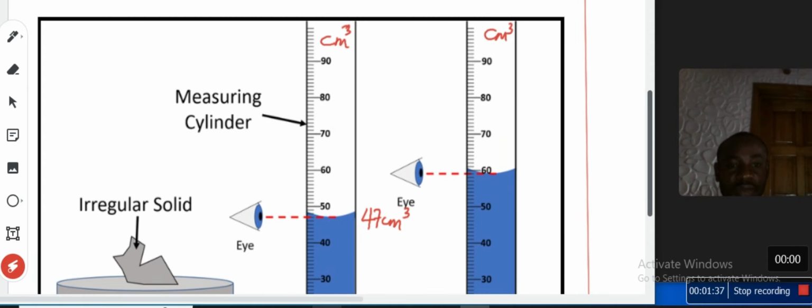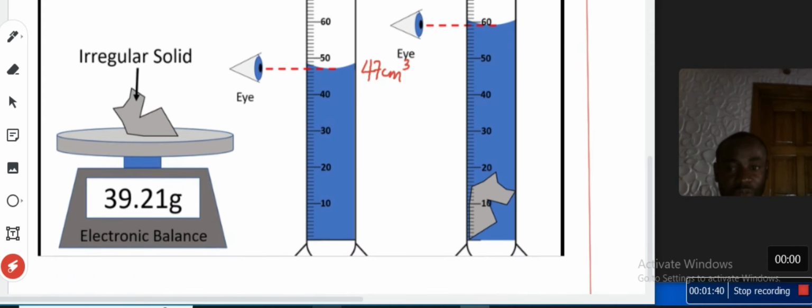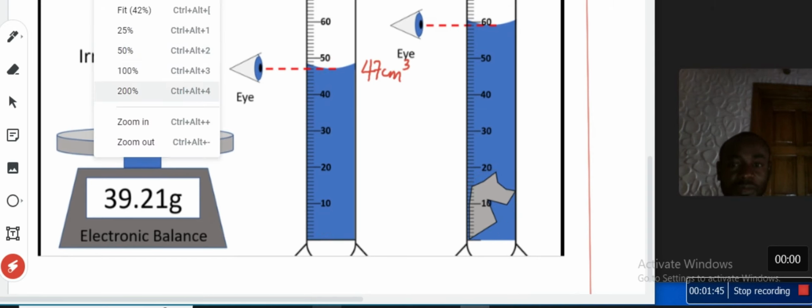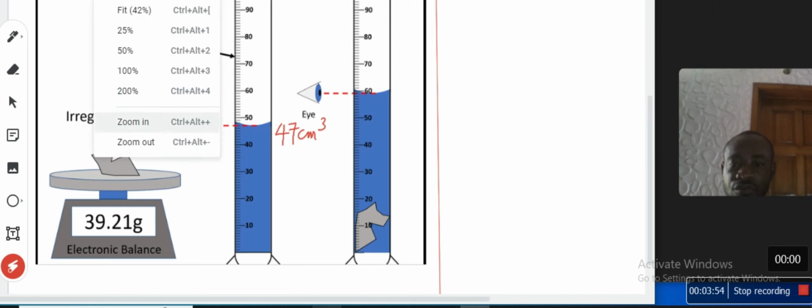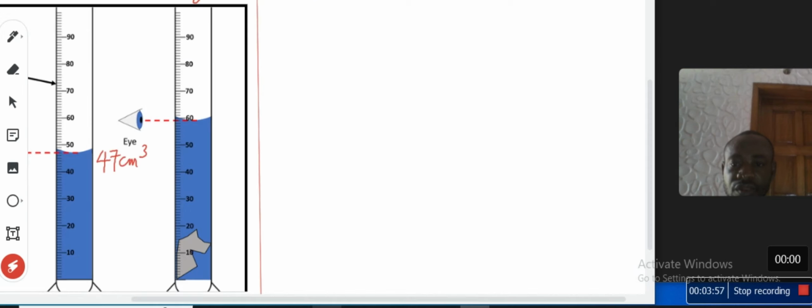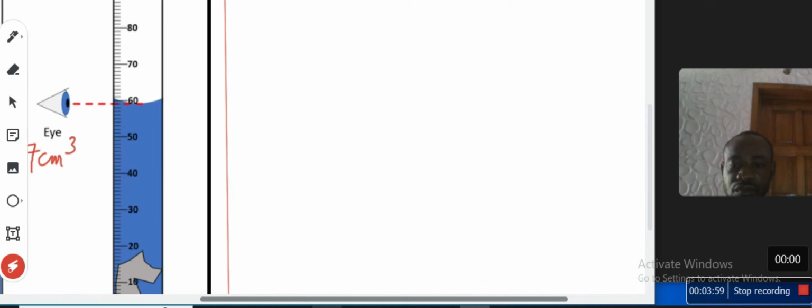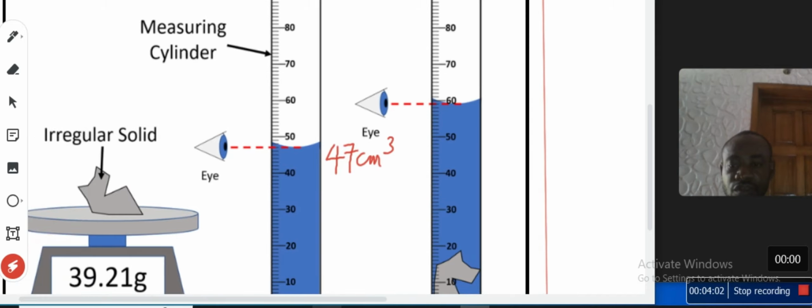Now, that was before we dropped the irregular object, just the liquid itself. We drop the irregular object and then the volume becomes what now? 59 centimeter cube. If you zoom in properly, you can see it, just to confirm. 47 cm cube here is before we drop the irregular object. Now, after we drop the irregular object, the volume has risen to, what's the new volume now? 59 cm cube.